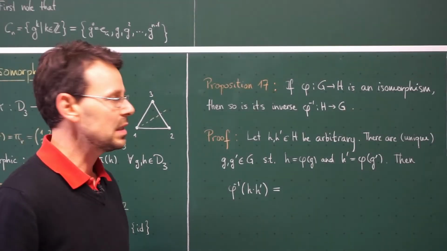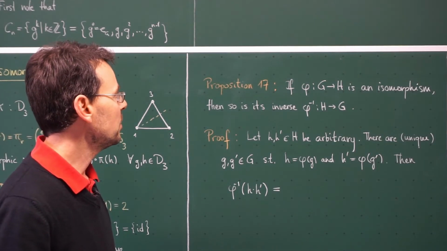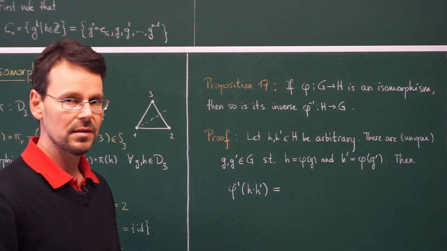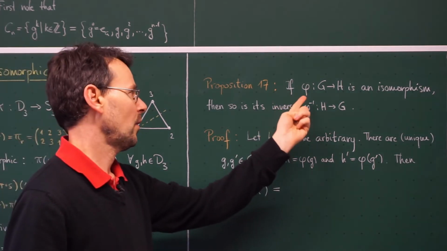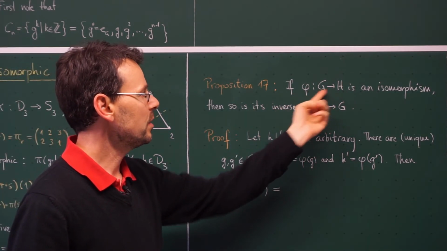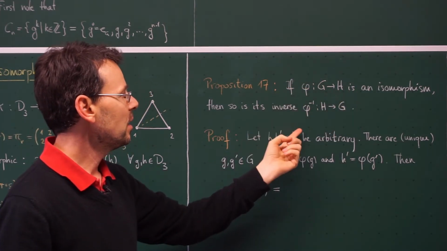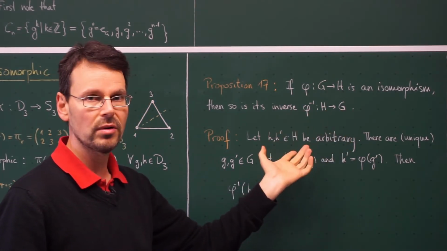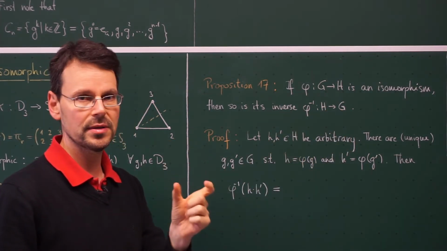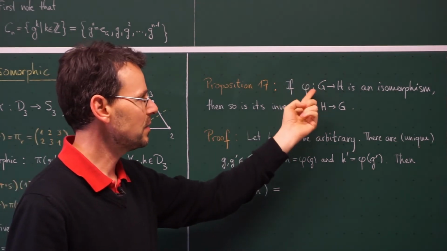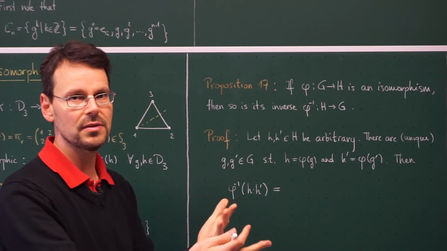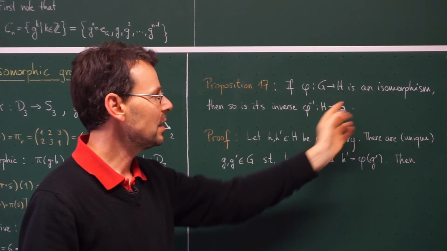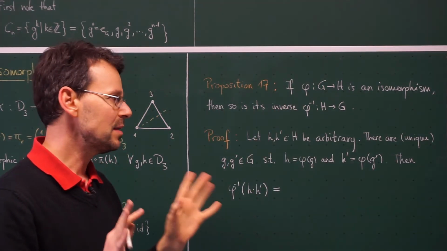Okay, to conclude this lesson on isomorphisms, we prove an interesting proposition. The proof is elementary, but the result is quite surprising if you think about it. If phi is an isomorphism between groups G and H, then automatically its inverse map is also an isomorphism. Now the iso part is not surprising because, of course, if this is a bijective map, then the inverse also is a bijective map. But this asserts that it is automatically a homomorphism. And this is not clear.